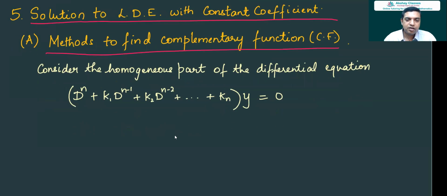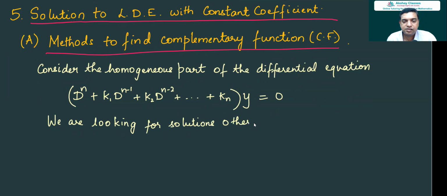Okay. Now y equal to 0 is one trivial solution, but we don't want that kind of a solution. y equal to 0 is a solution by default. So this function itself doesn't exist. So we have to find, other than y equal to 0, we are looking for solutions other than y equal to 0.